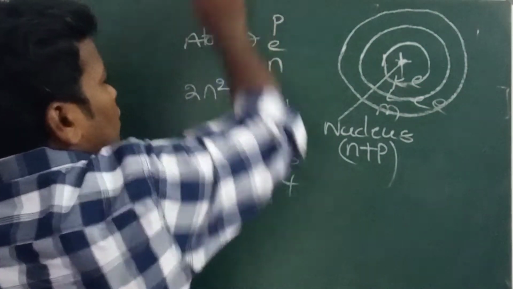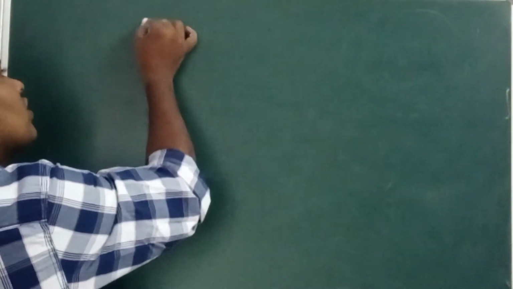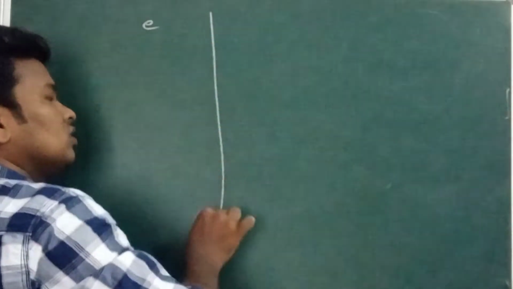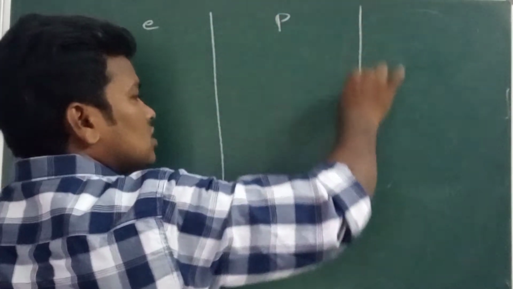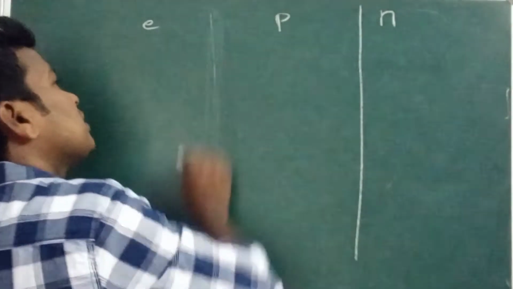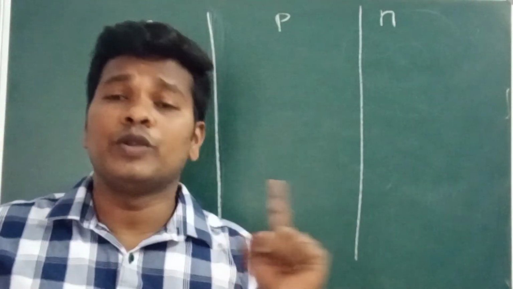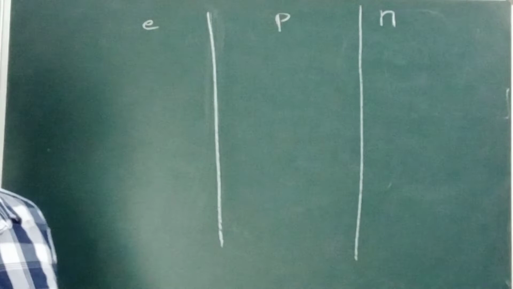So, in a given atom, if the atom is neutral, the number of electrons and protons will be equal. Of course, we will discuss that part also. So, what is the main difference? Electron, proton, and neutron: we have three subatomic particles. Electron, proton and neutron.